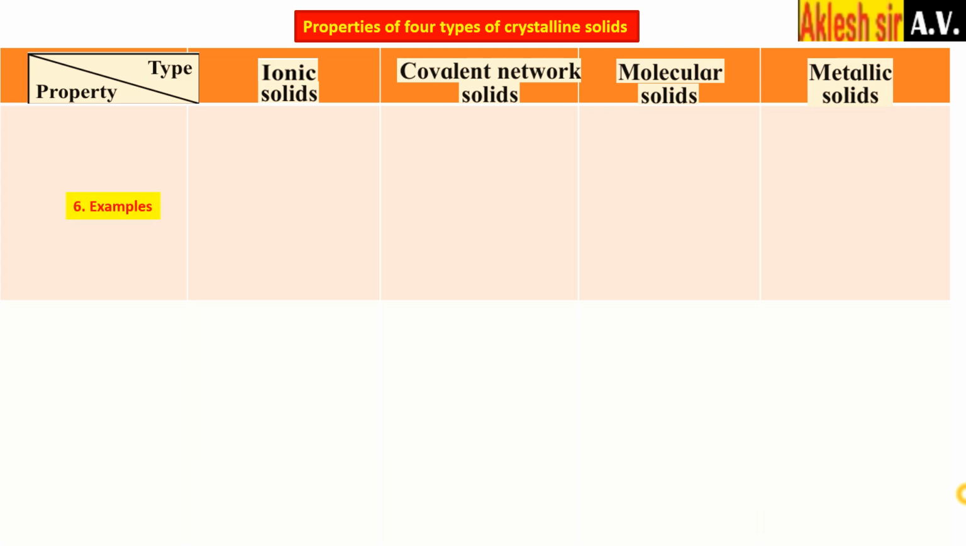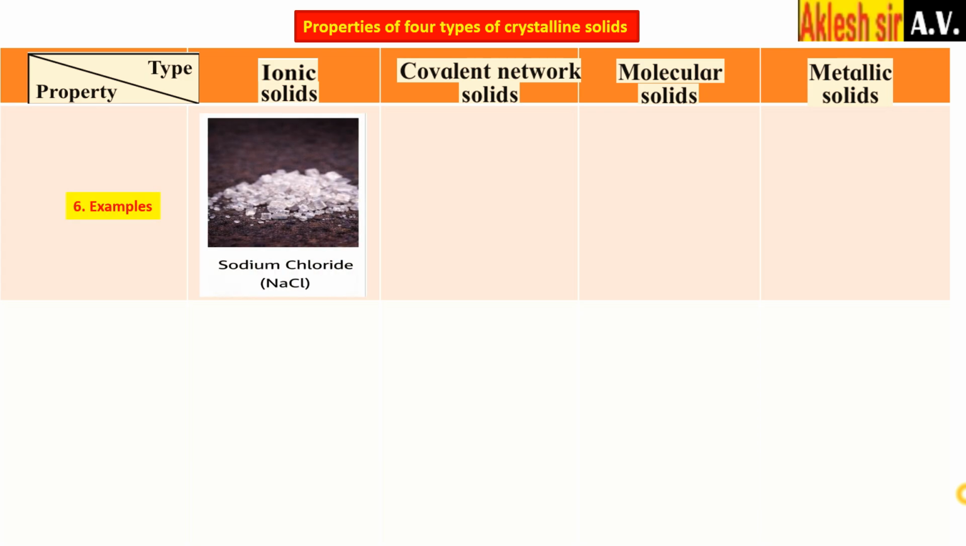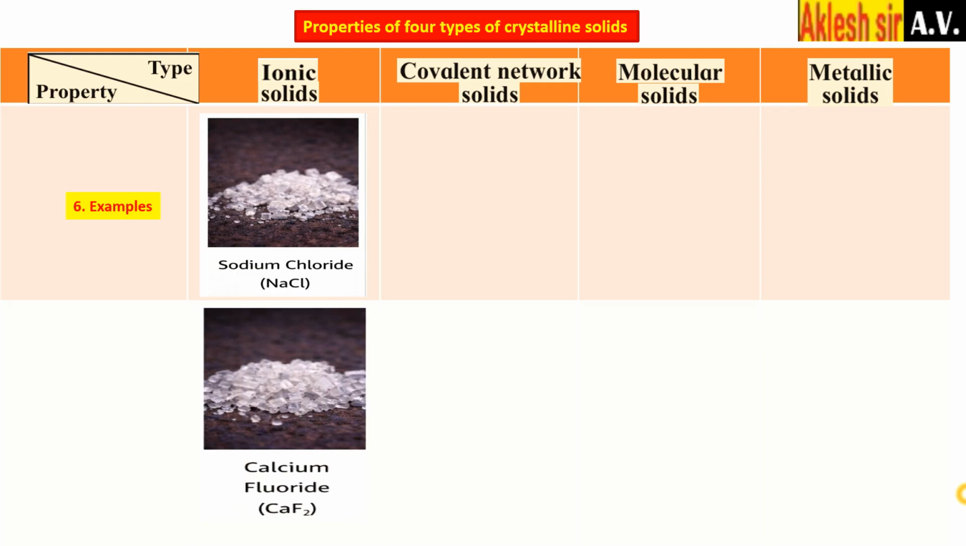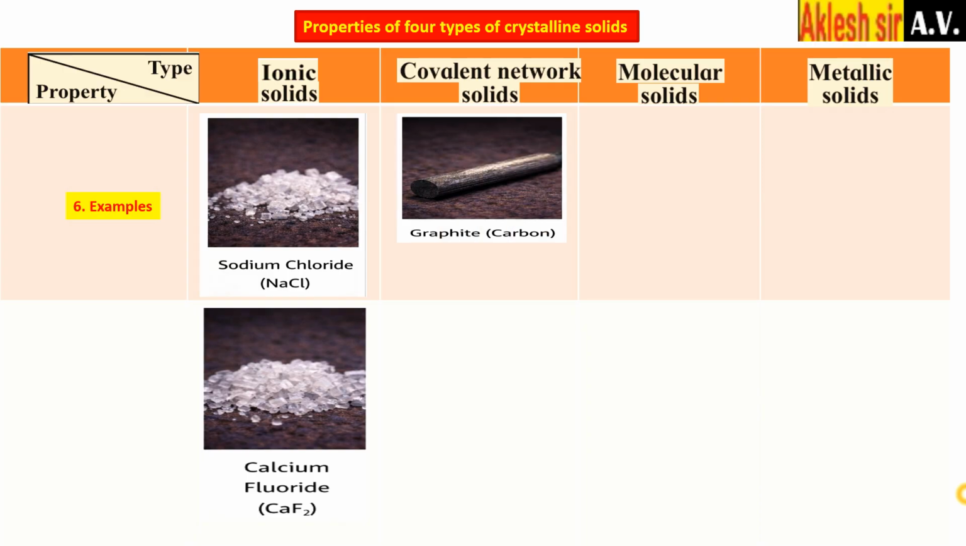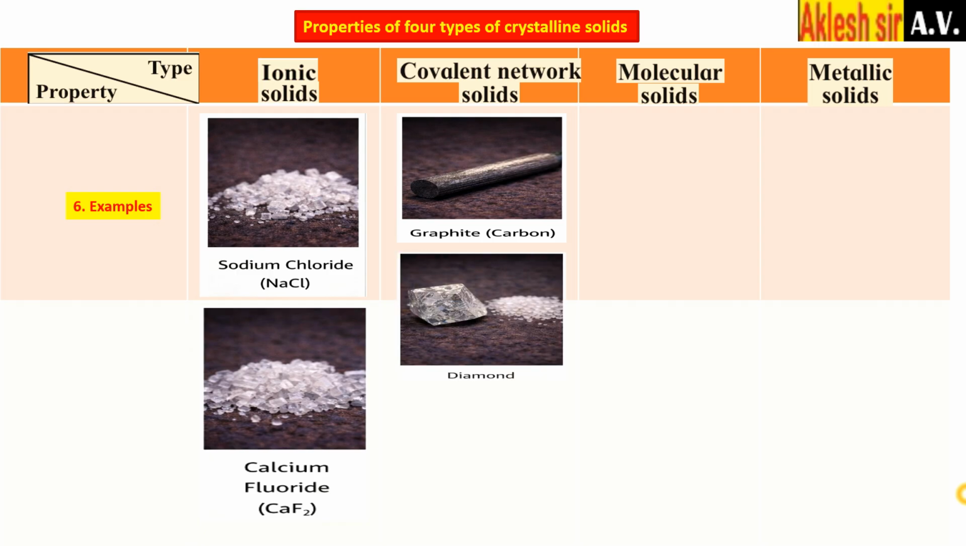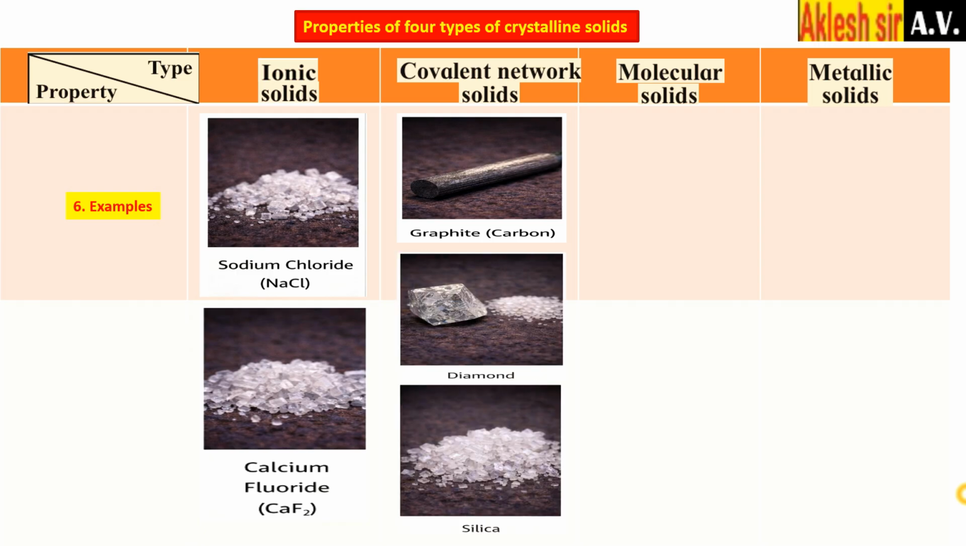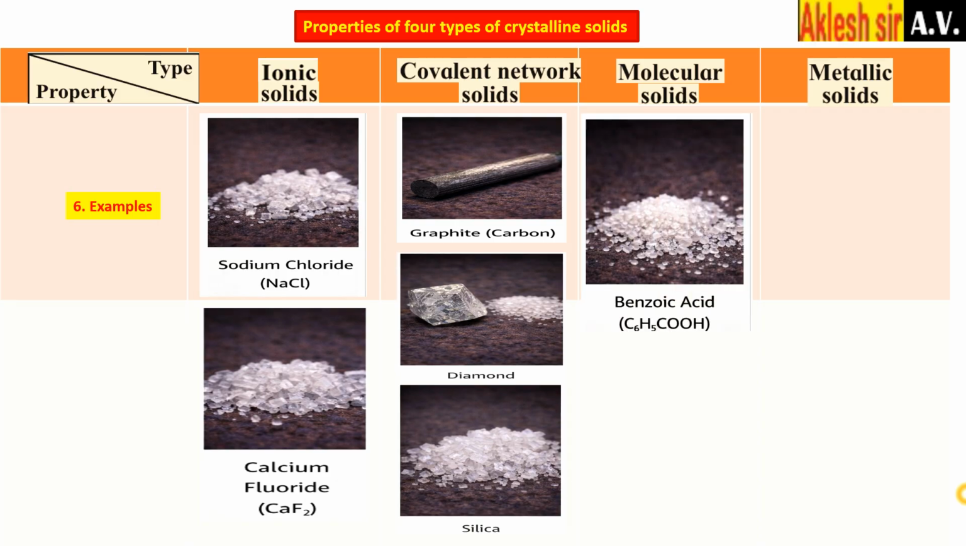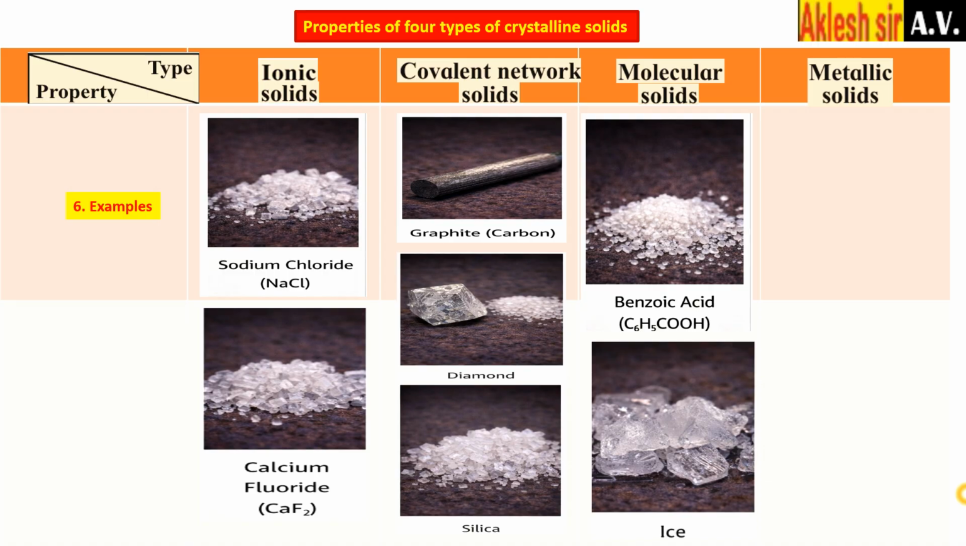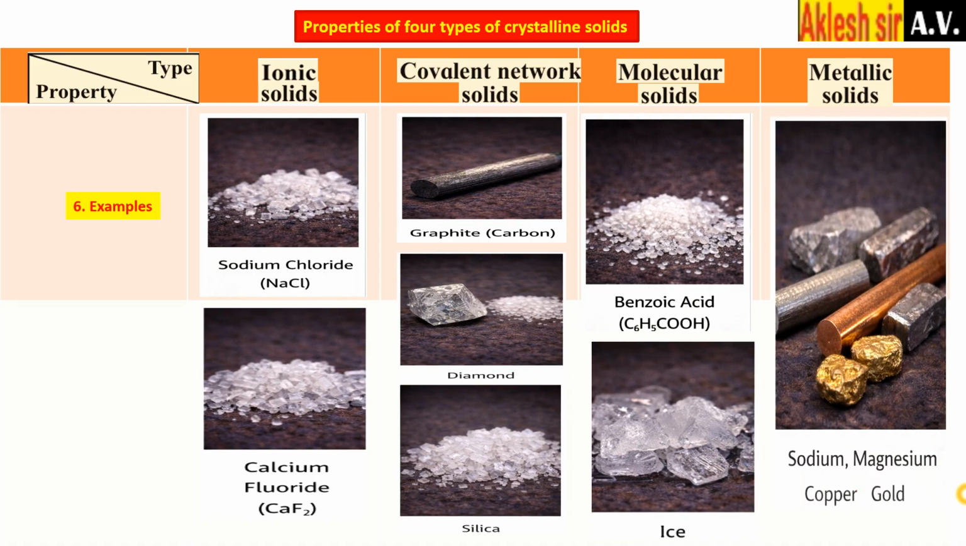Examples of ionic solids: sodium chloride NaCl, calcium fluoride CaF2. Examples of covalent network solids: graphite, diamond, silica. Examples of molecular solids: benzoic acid, ice. Examples of metallic solids: sodium Na, magnesium Mg, copper Cu, gold Au.